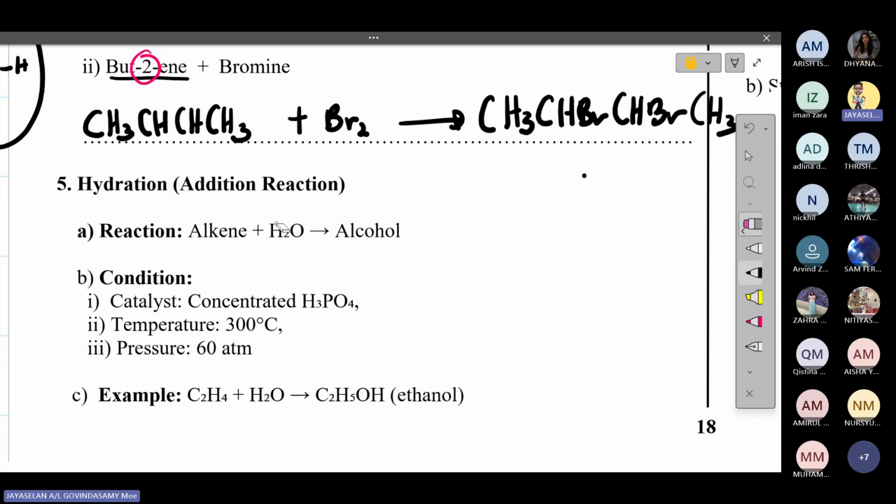If you want to do this, please remember this is not water, because at high pressure and temperature, the water will turn into steam. So you must put steam. If you put water, 0 mark. Understand? Okay, and the catalyst needed is concentrated phosphoric acid. Any question?